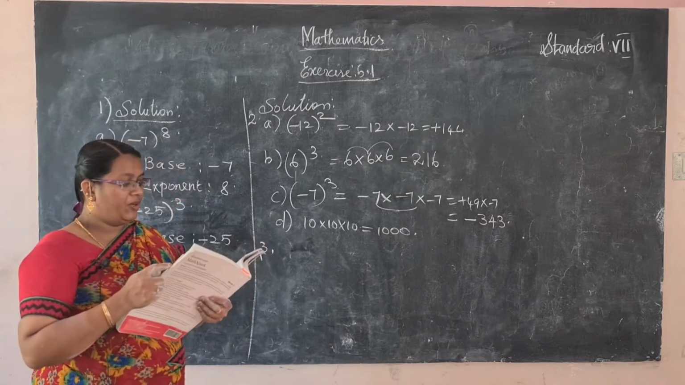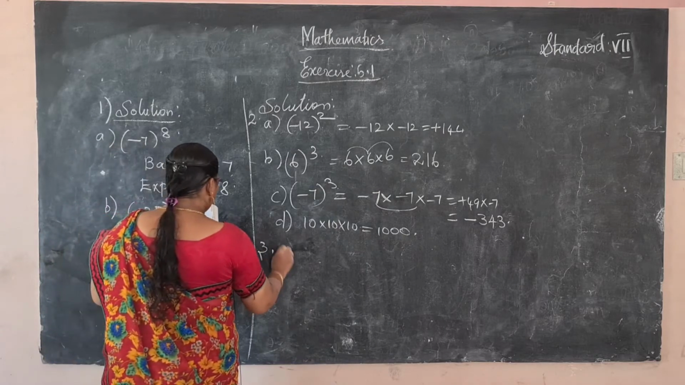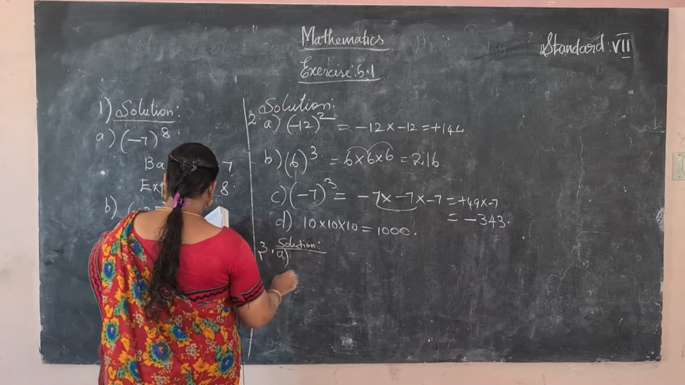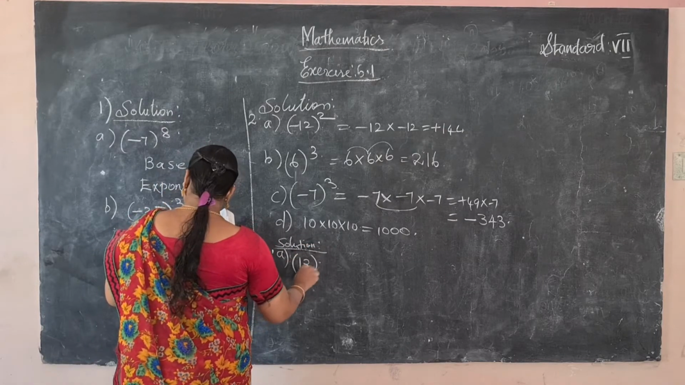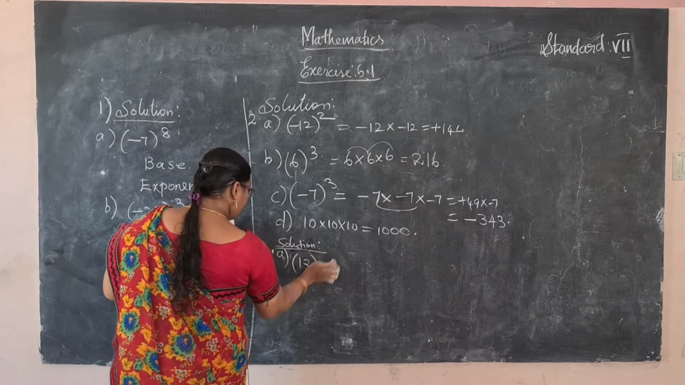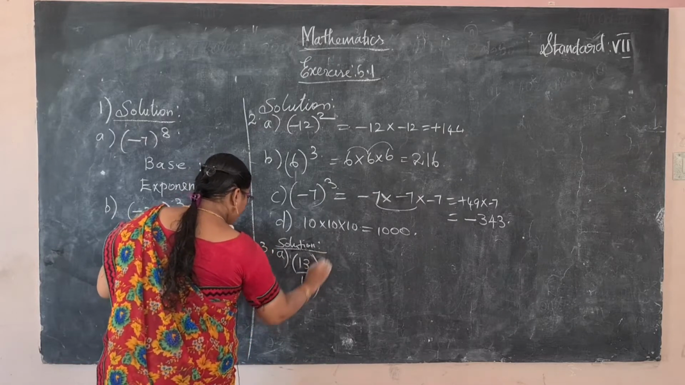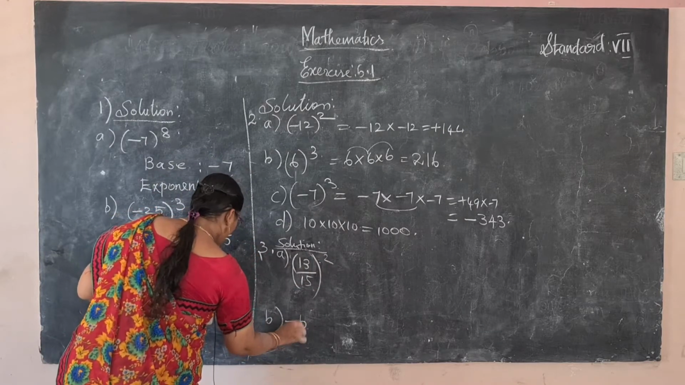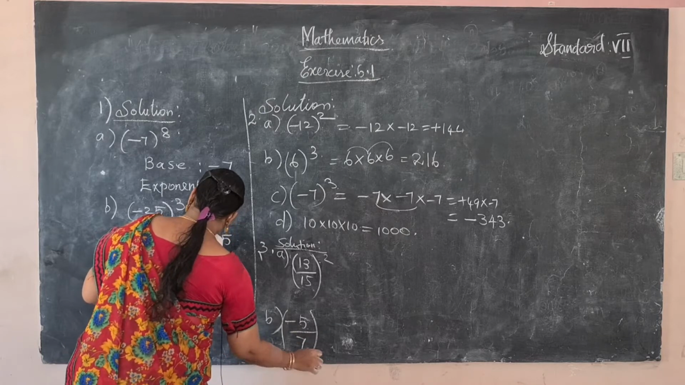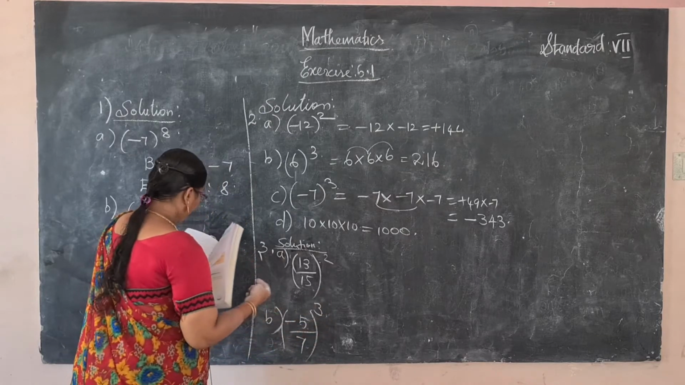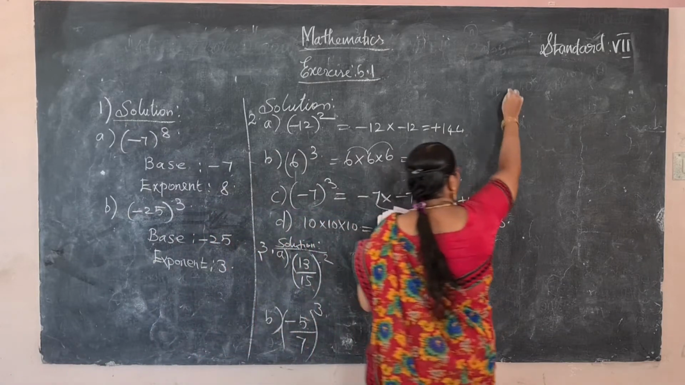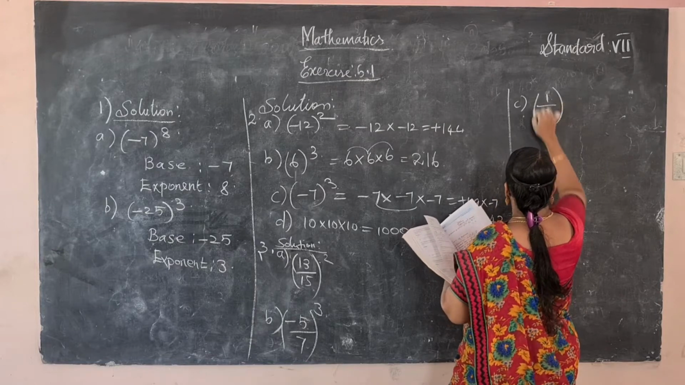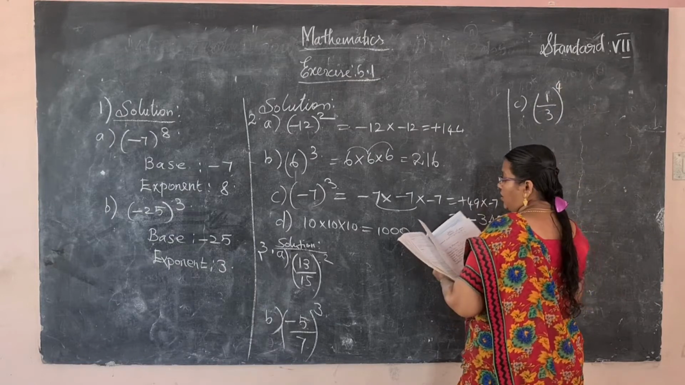Now move to the third problem. Simplify and write the following. Okay, so first problem, 13 by 15 the whole square is given. Okay, and B problem, minus 5 by 7 the whole cube. And then C problem, 1 by 3 the whole power 4.